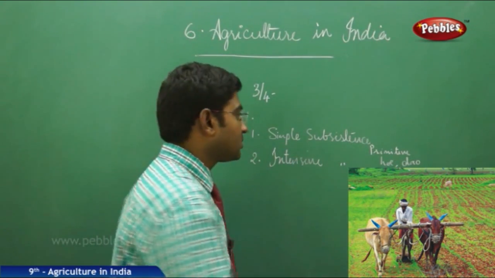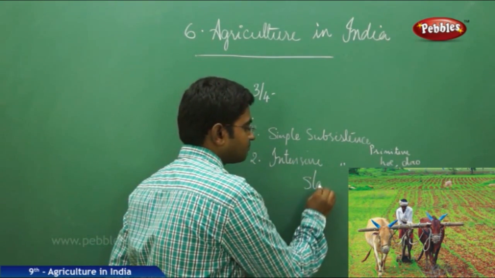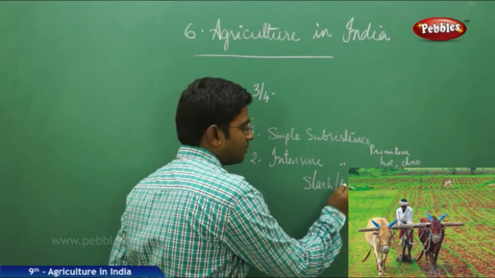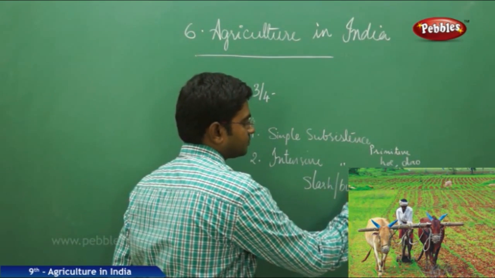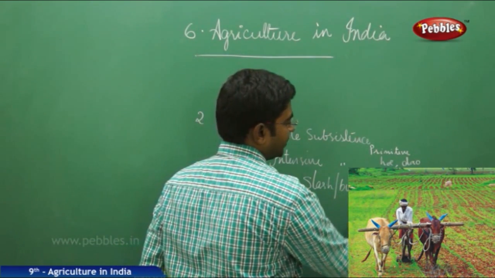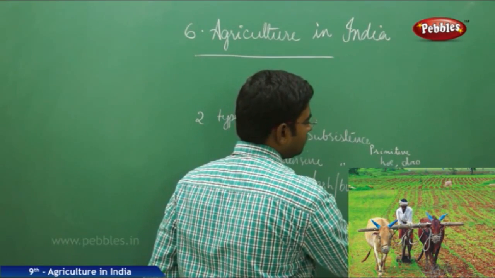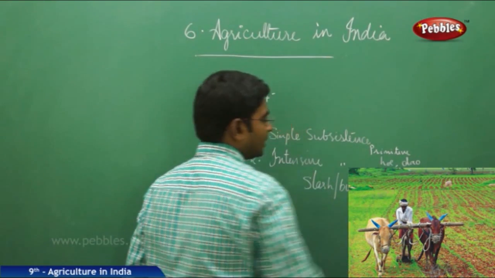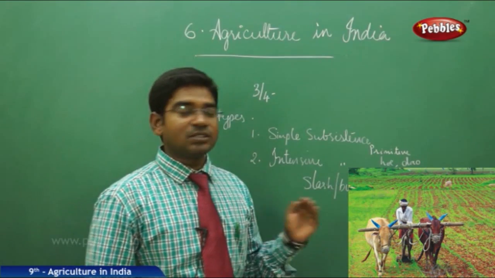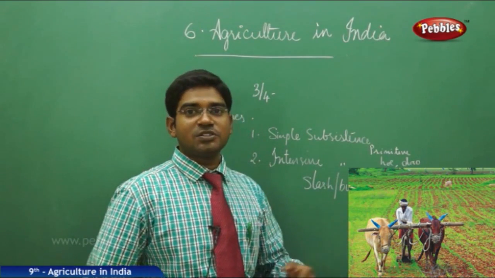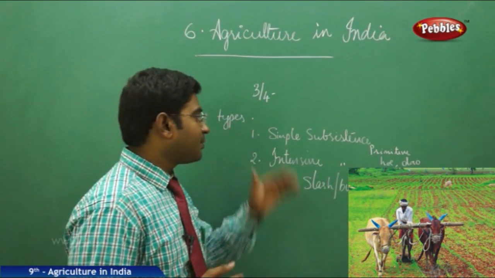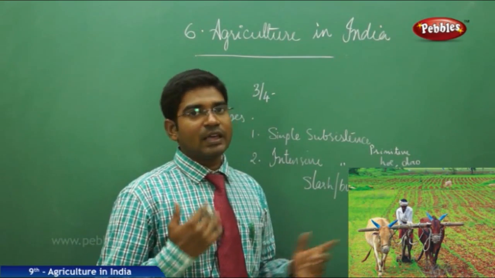This is also known as slash or burning, or it is also known as shifting cultivation. The technical term for this is jhumming cultivation. This was a primitive old type of cultivation which is present for us earlier.